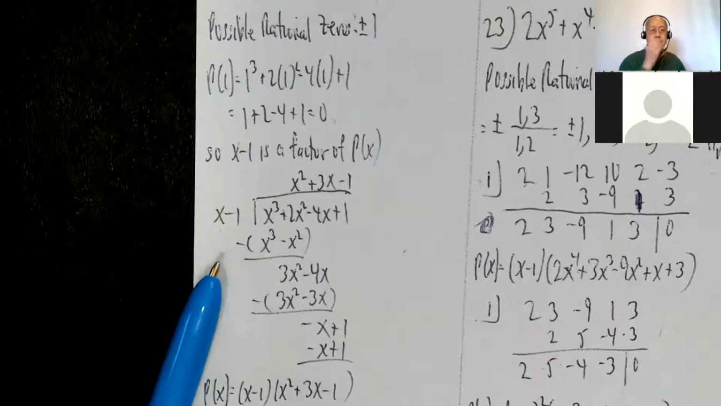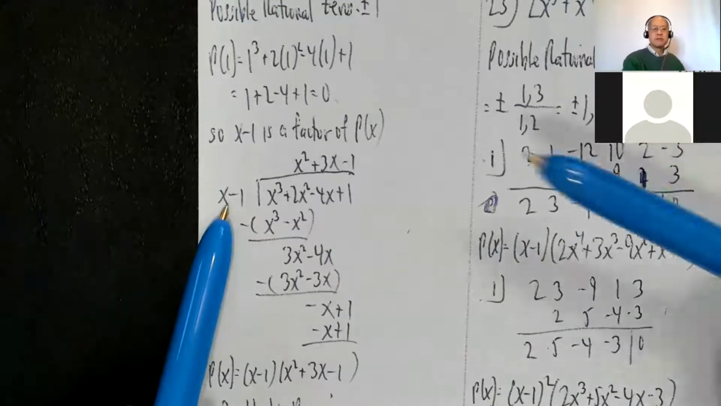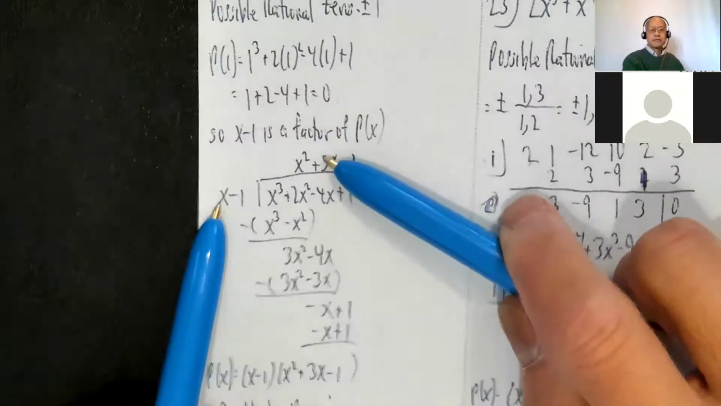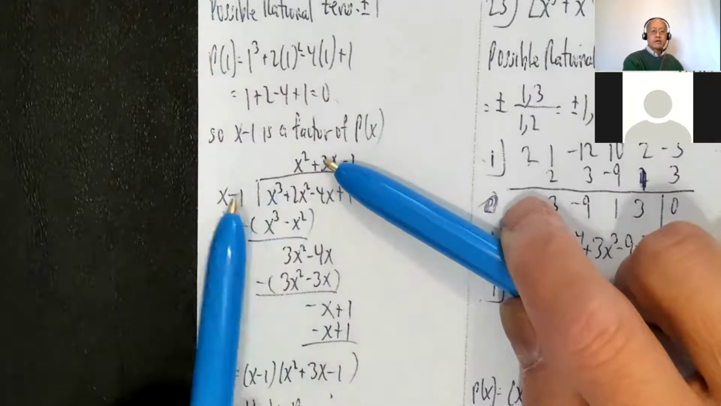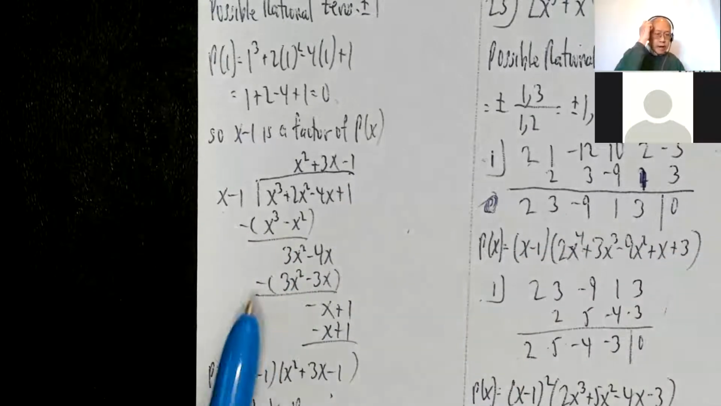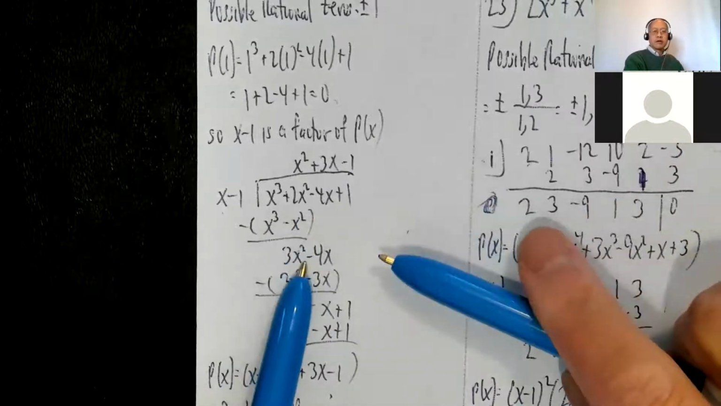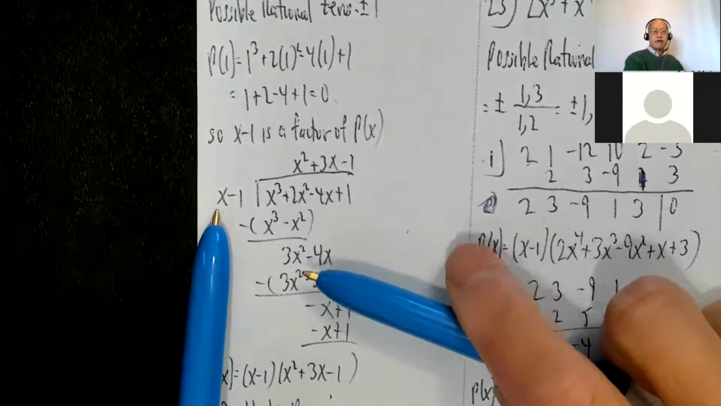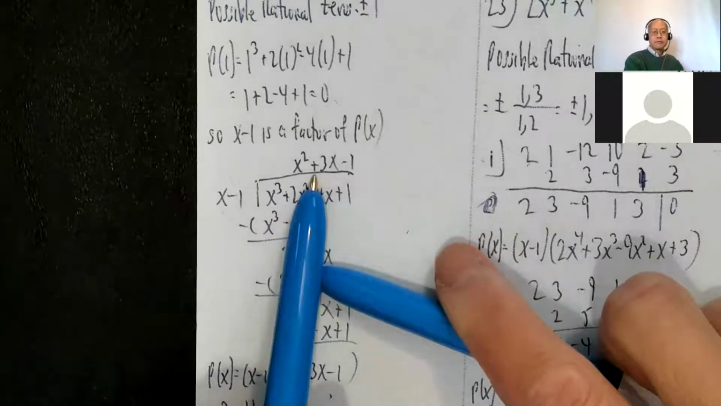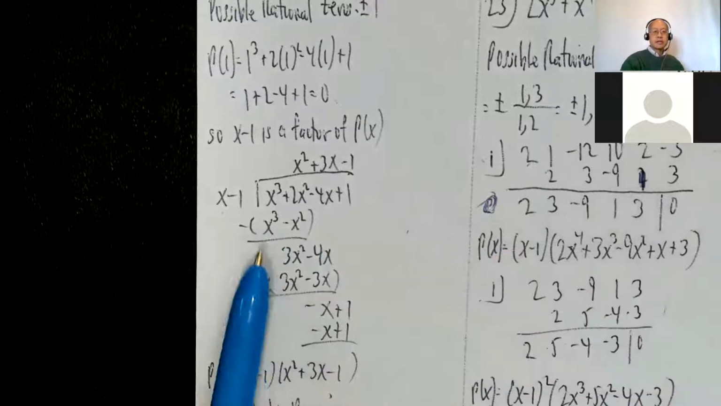So I divide it out. X cubed plus 2x squared minus 4x plus 1 divided by x minus 1. Okay, x into x cubed, x squared. X squared times this whole thing, x cubed minus x squared. Subtract, this cancels out. 2 minus a negative 1 is 3, 3x squared. Bring down the minus 4x. How do you go from x to 3x squared? 3x. 3x times this whole thing, 3x squared minus 3x.